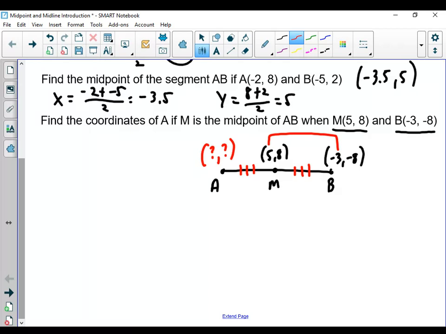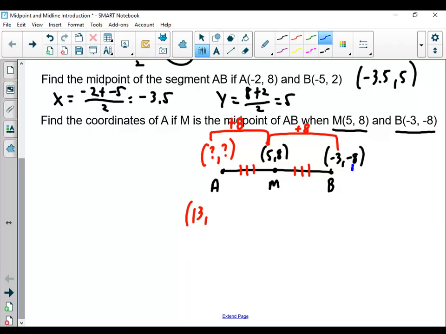Plus how much? If I start at -3 and I end up with 5, how much did I have? 8. Which means if it's really in the middle, I should be able to add 8 again and get to the other endpoint. So if I add 8 to that 5, I get 13. Now let's look at the y's.